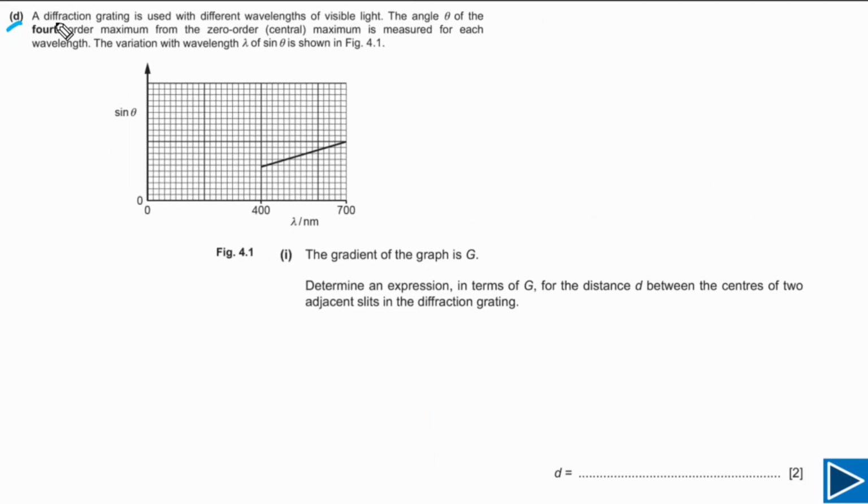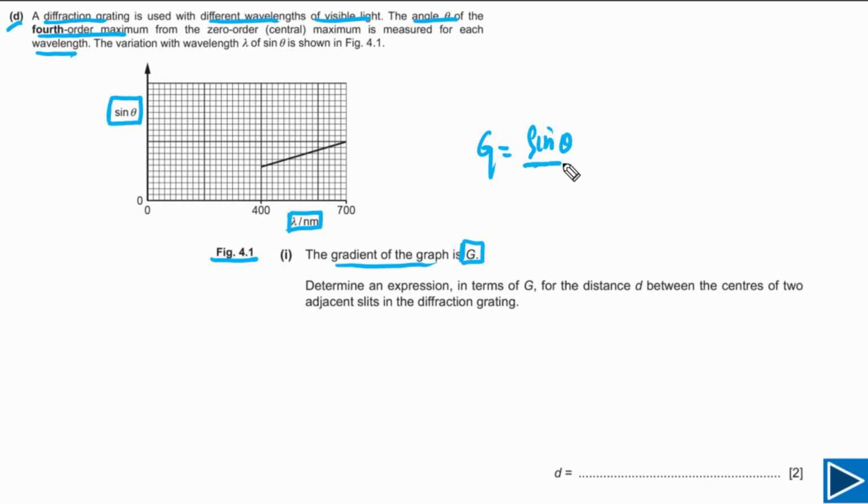For part D, it is given to us a diffraction grating is used with different wavelengths of visible light. The angle theta of the fourth order maximum is measured for each wavelength, as you can see in figure 4.1. On the y-axis, sine theta is plotted, and on the x-axis, lambda is plotted. It is also given to us the gradient of this graph. This is equal to g. So from here, simply we can write down g is equal to sine of theta divided by lambda. So this is the gradient.